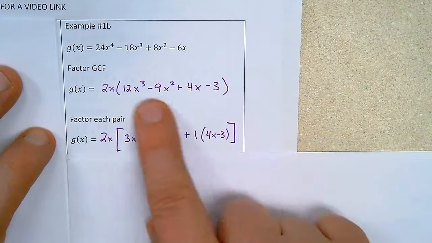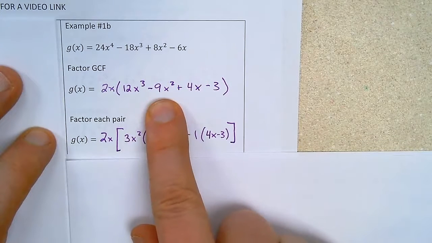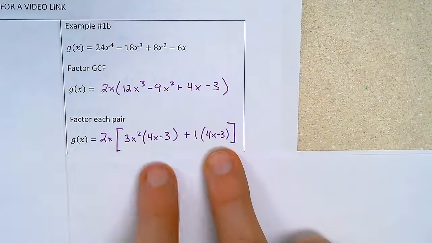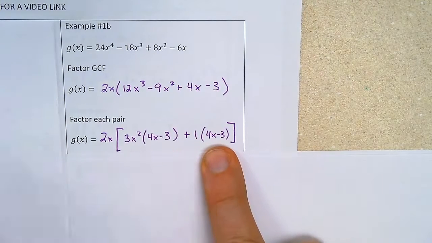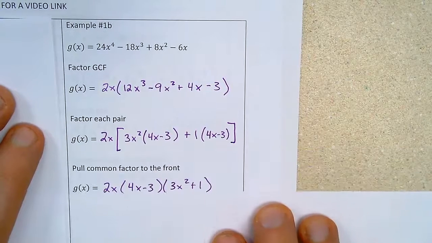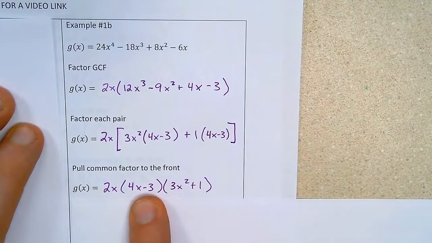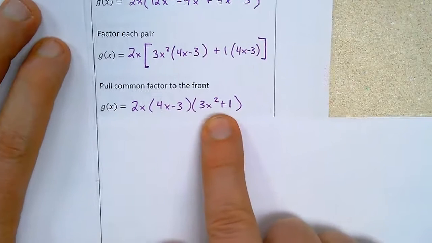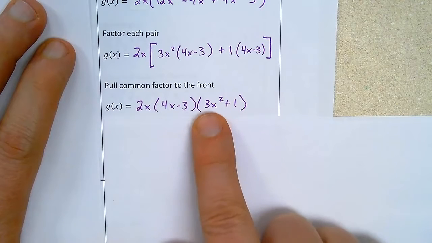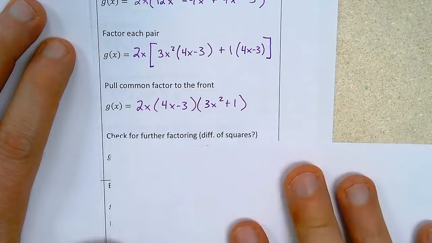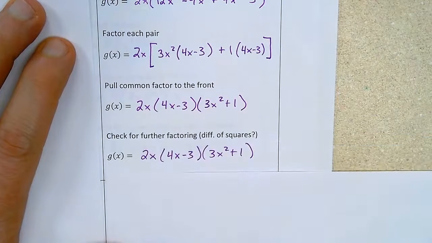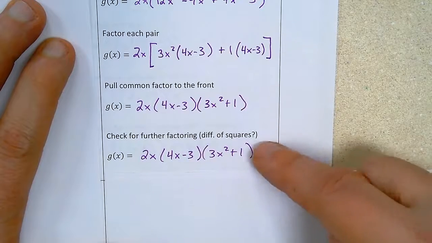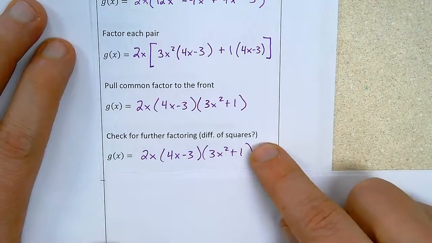Each pair can be factored. We can pull a 3x squared out of the first pair, and we can pull a positive 1 out of the second pair. Our parentheses match, so we're on the right track. We'll pull that parenthesis set to the front, and then we want to ask the question, can this be factored any further? And in this case, neither of those have a common factor that can pull out. There's no difference of squares, so that there is the final factored form, which I went ahead and wrote down here.